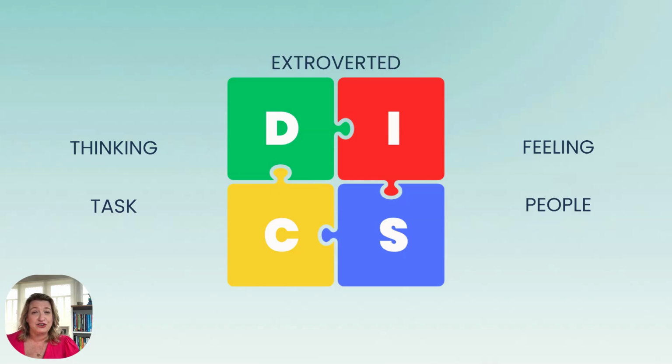We then have the introverted versus extroverted continuum. And we consider here, where do people draw their energy from? So our D and our I styles are extroverted. They're energized by being with a group of people. The S and the C style are introverted. They're energized by being alone.